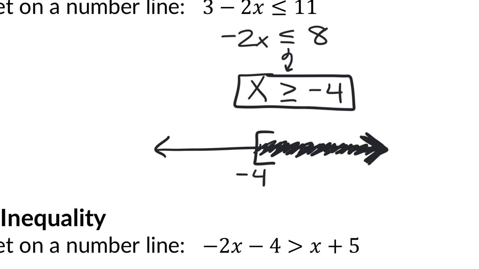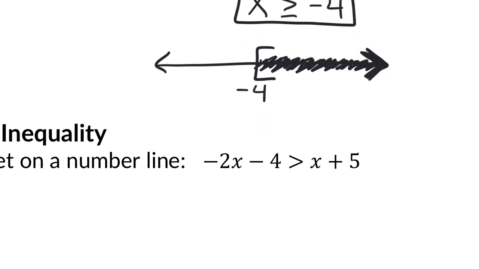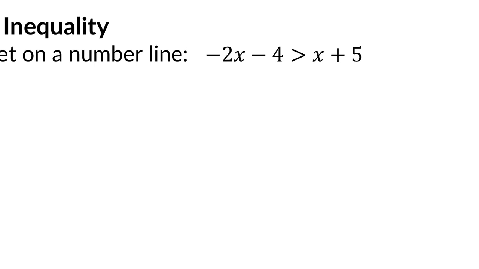Do we remember these things? Hopefully. Let's do it again. This time we have x's on both sides, so we do have to deal with both. To start to solve for x, I'm going to subtract x from both sides. We'd end up with -3x minus 4 greater than 5. What's the next step?